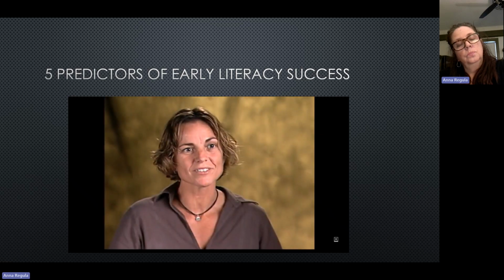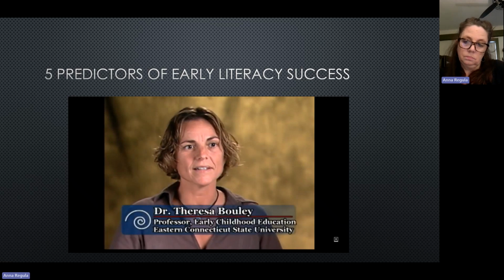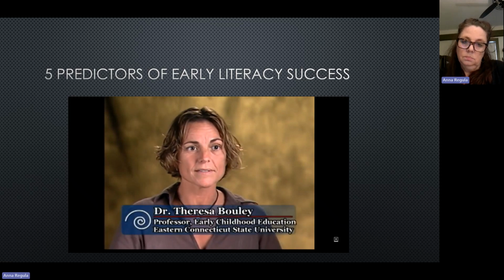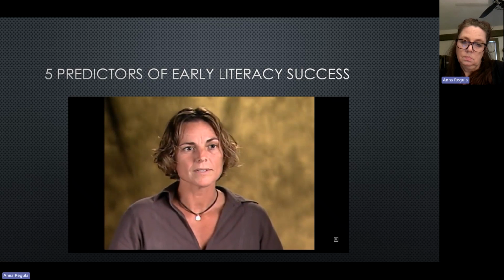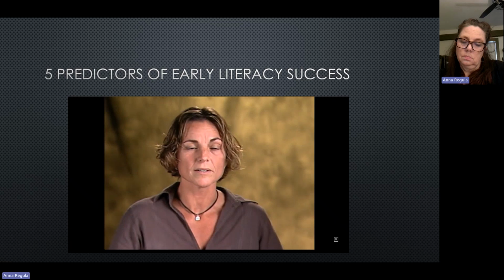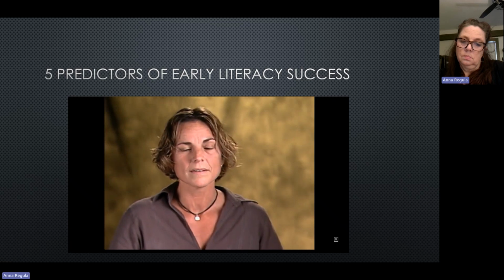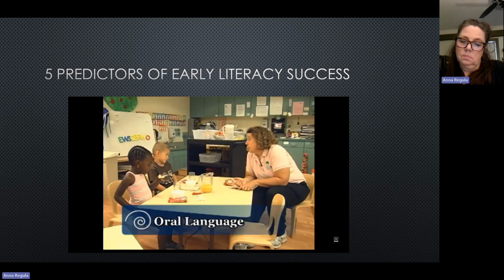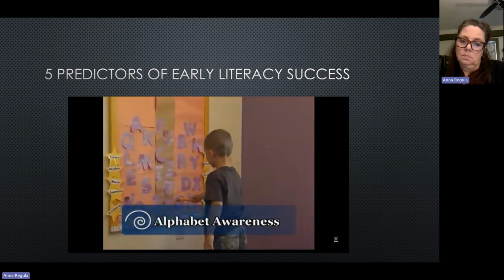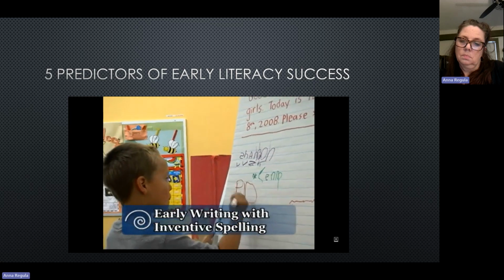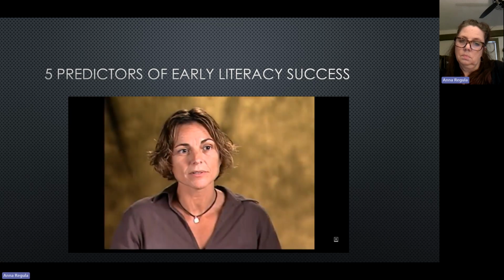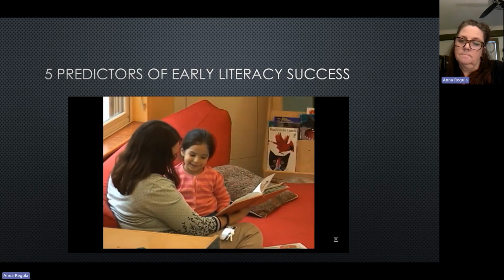There's a great deal of research in early childhood focusing on early literacy that has produced 5 predictors or characteristics that are known to predict later reading and writing achievement. If children have a lot of rich experiences in these 5 areas, they'll learn to read and write with more ease. Those 5 areas are oral language, phonemic awareness, alphabet awareness, concepts about print, and early writing with inventive spelling. Really important that preschool teachers are aware of these 5 predictors and are thinking about them in their planning as well as throughout the day and looking for spontaneous teachable moments.